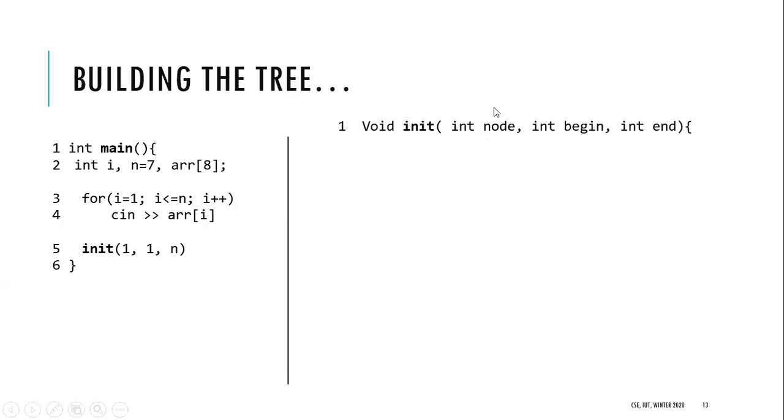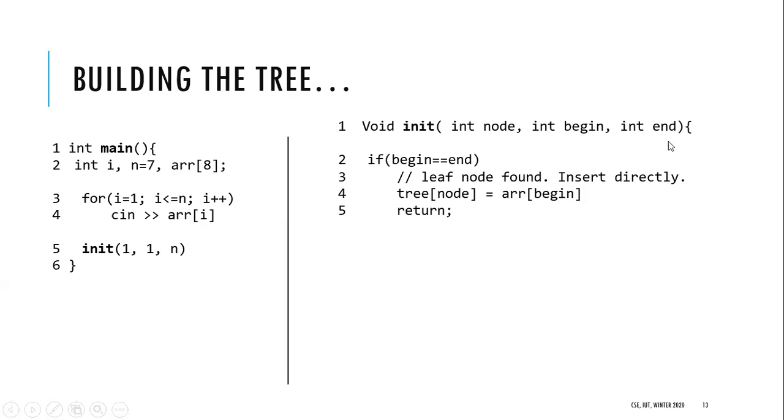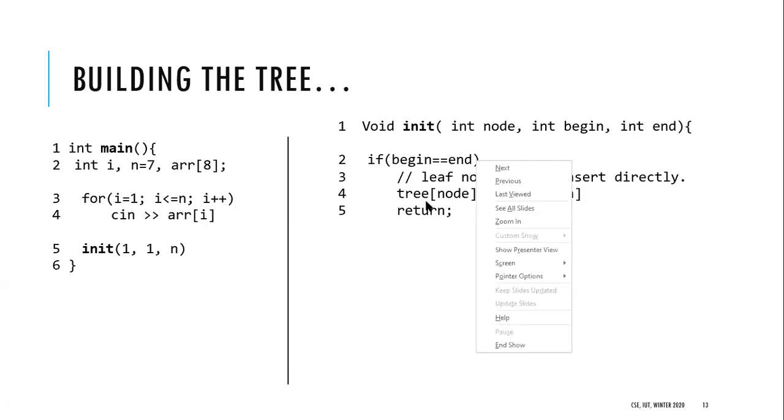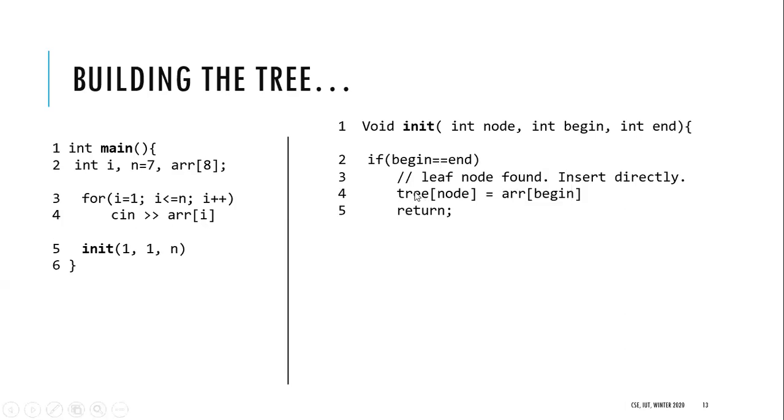As I'm talking about node, that means I'm talking about the segment tree array. And this node represents a range. So where does the range begin and where does the range end? Okay, so first of all, for any particular case, if I find out that begin is equal to end, that means I have reached a leaf node. So in that position of the tree, here by the term tree, I'm representing the segment tree array.